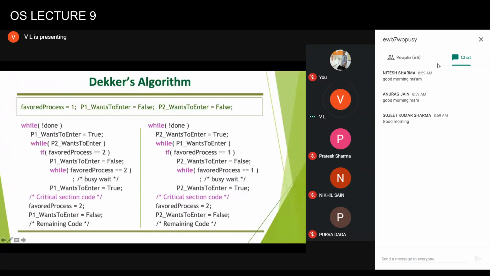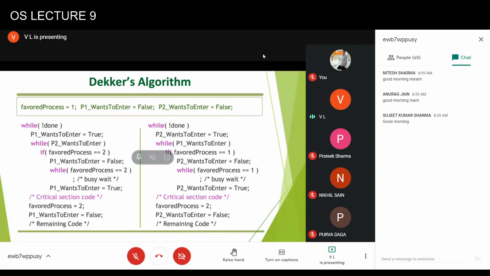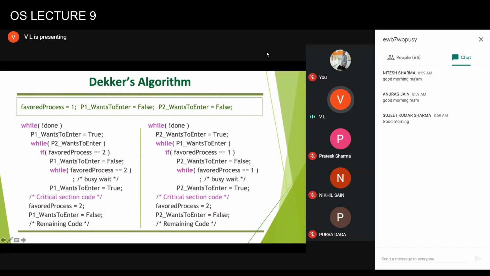So now, when a process wants to enter, it sets its intent to true, saying that it wants to enter. Then it checks whether the other process wants to enter or not. If the other process wants to enter, it checks which one of them is the favored process. If the favored process is P2, then it will momentarily set its P1 wants to enter equal to false and get into a busy wait loop. So if any context switch takes place, this will allow P2 to enter the critical section.